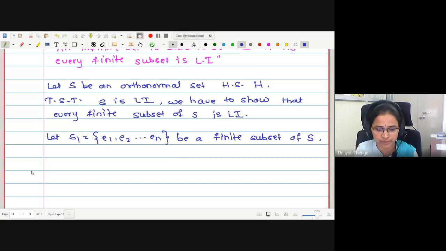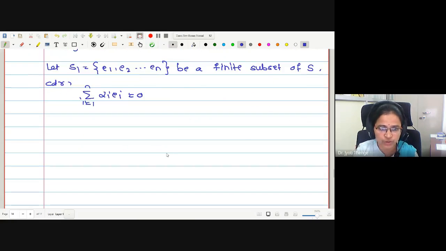To show that this is linearly independent, the procedure is that we consider the linear combination of these vectors equal to 0, and our aim is to show that all the scalars involved in the linear combination are equal to 0. Therefore, let me consider the summation i from 1 to n of alpha i ei is equal to 0, which means alpha 1 e1 plus alpha 2 e2, and so on up to alpha n en is equal to 0. Let me call it statement number 1.